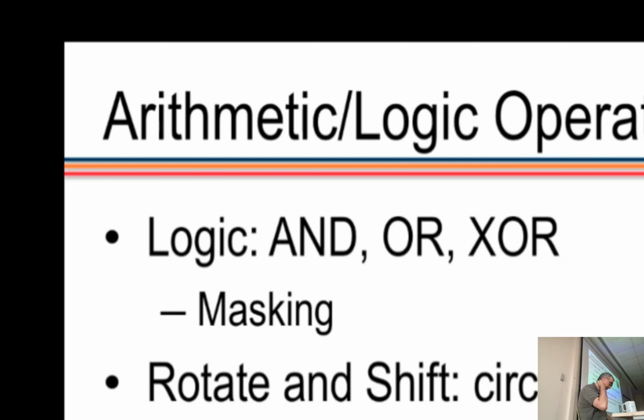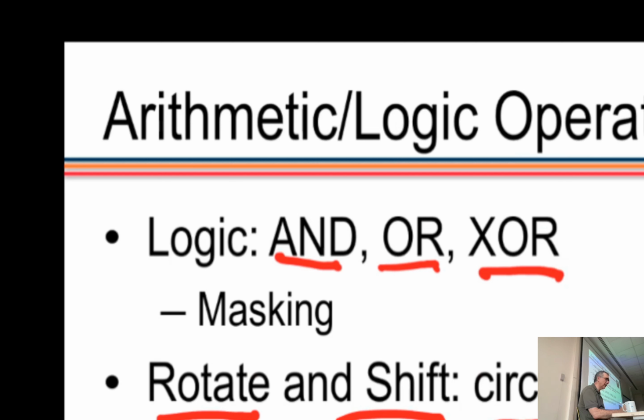The arithmetic logic unit can do AND, OR, and XOR. XOR is interesting because it allows us to make subtraction using addition. We have rotate, shift, circular shift, logical shift, arithmetic shift, different ways of shift. What are those shifts?